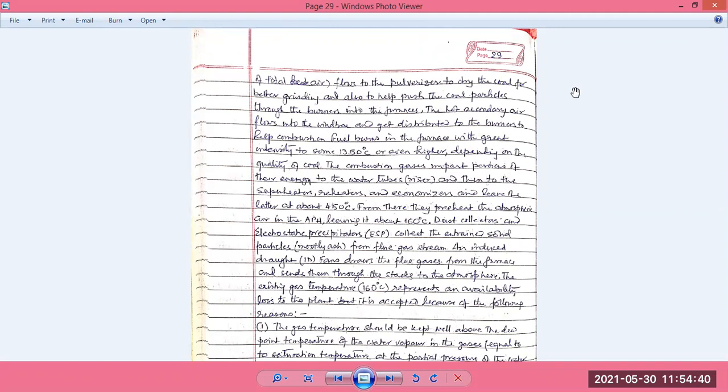Fuel burns in the furnace with great intensity, to some 1350 degrees centigrade or even higher. So quickly we have to burn the fuel in the furnace. It means we have to burn it very quickly. We don't have the time to first heat it, then ignite it, and then burn it like that. So we have to make it as quick as possible, because we have to get the temperature as high as 1350 degrees centigrade or even higher. It depends on the quality of the fuel.